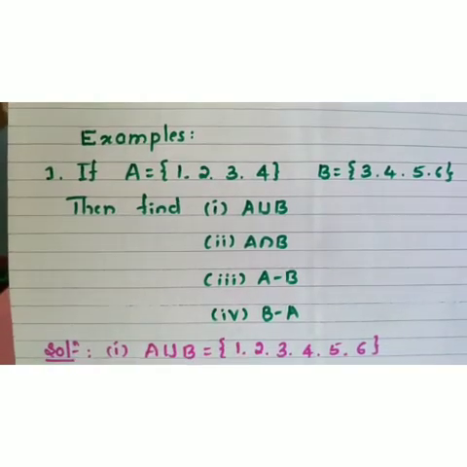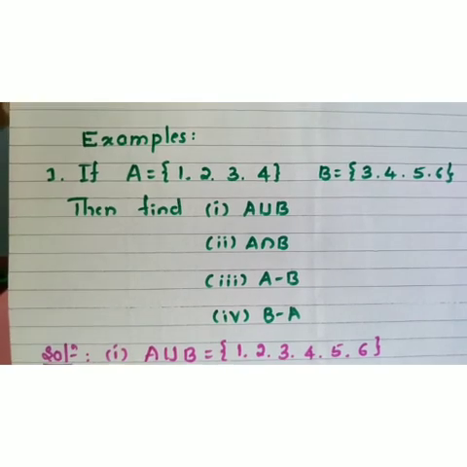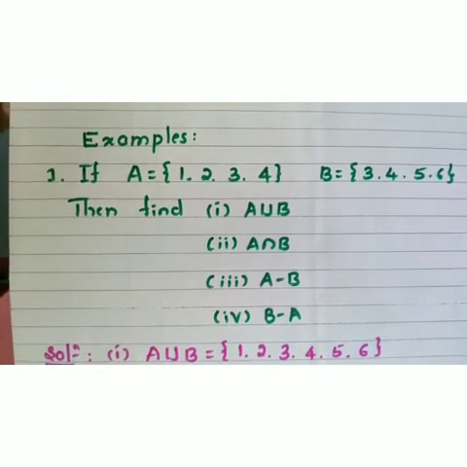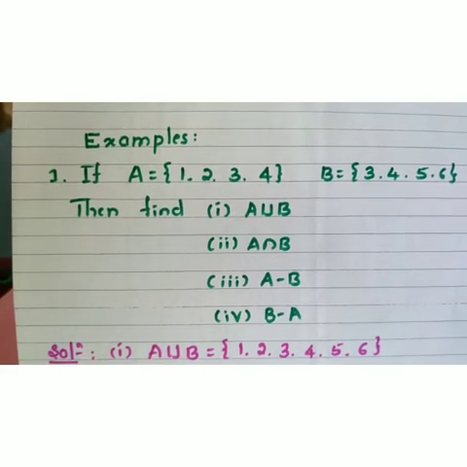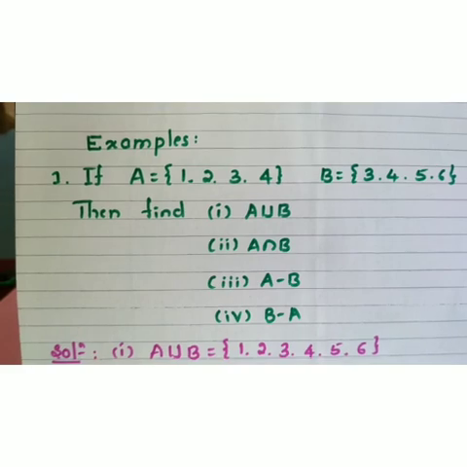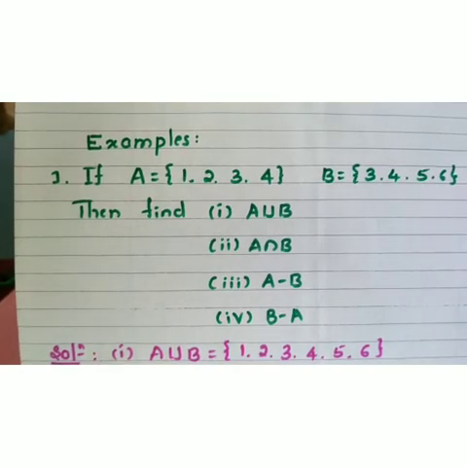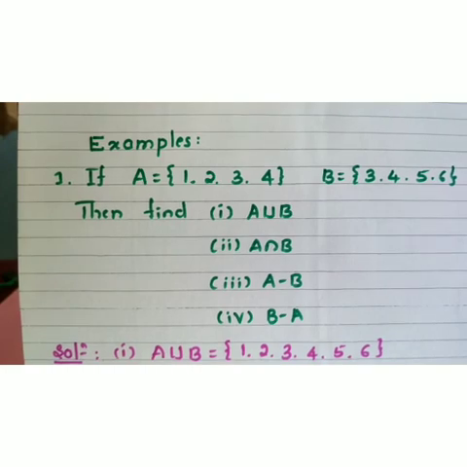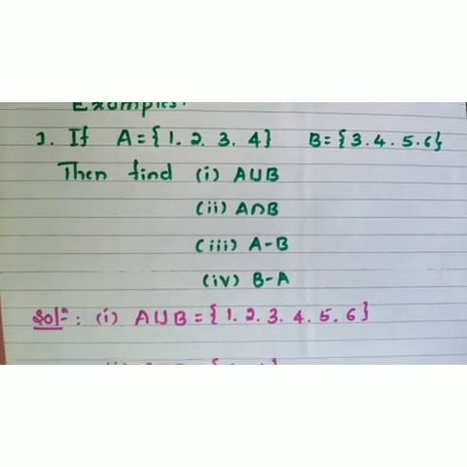Okay, let us start the solution. The first one: what do you mean by A union B? A union B is the combined elements of A and B, that is 1, 2, 3, 4, 3, 4, 5, 6. Since 3 and 4 are repeated, they are written only once. Therefore, A union B is 1, 2, 3, 4, 5, 6. Next, A intersection B.